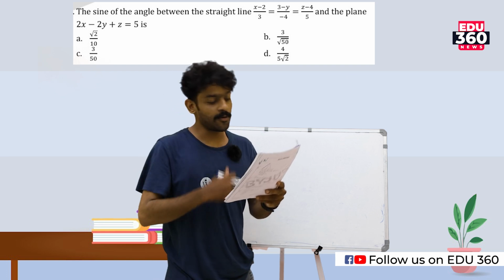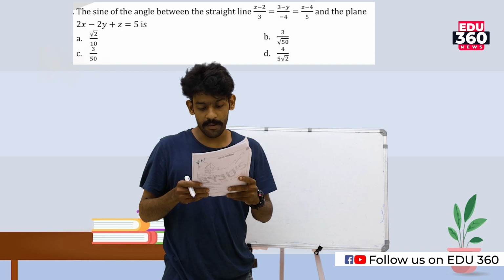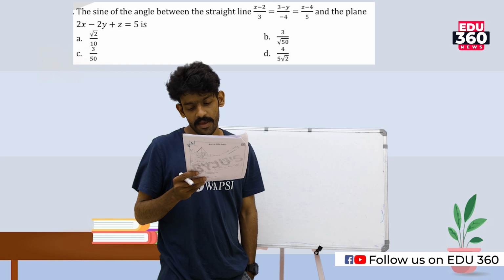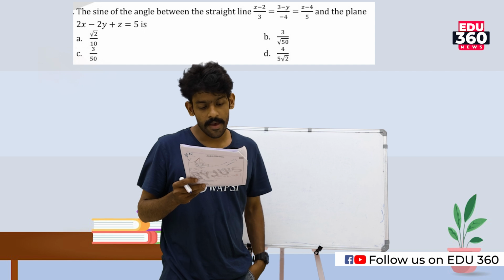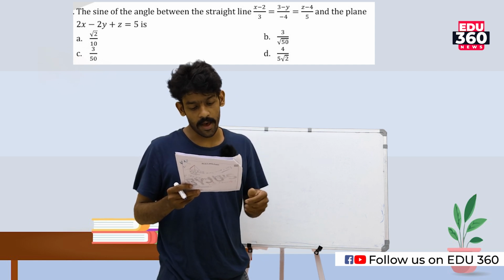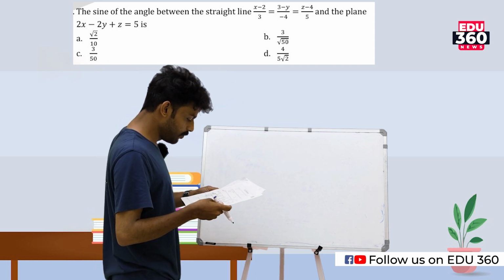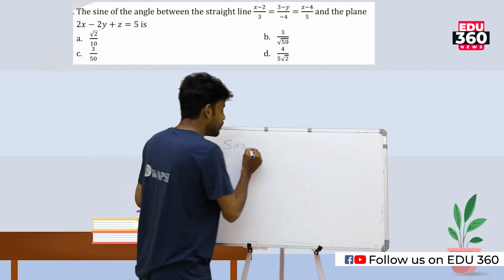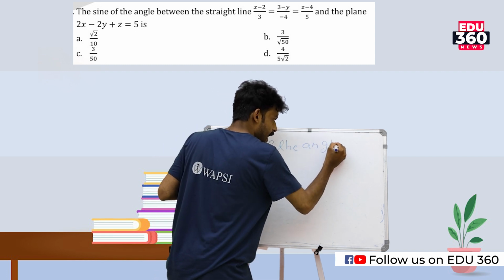So let me read the question. It's given that the straight line (x minus 2)/3 is equal to (3 minus y)/(minus 4), which is equal to (z minus 4)/5, and the equation of the plane is given as 2x minus 2y plus z is equal to 5. For this question, we need to find the sine of the angle.